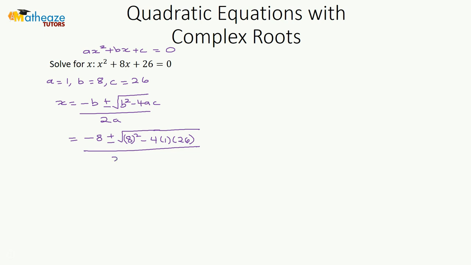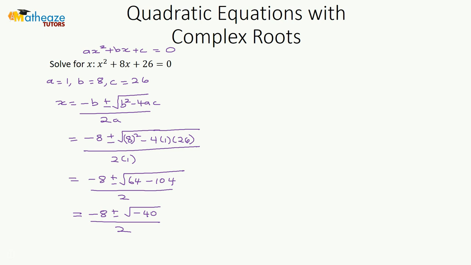divided by 2 times 1, which is going to give us negative 8 plus or minus square root of 64 minus 104 over 2, which is going to be negative 8 plus or minus square root of negative 40 over 2. So we're going to come over here and break up 40.